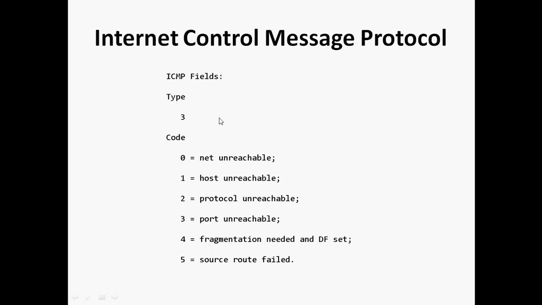So type 3 is destination unreachable, and in destination unreachable I have 16 codes. Right now I will show 5 codes. Code 0 indicates the entire network is unreachable, code 1 indicates a particular host is unreachable, and code 2 indicates protocol unreachable. Code 3 is used for port unreachable. Code 4 is used for fragmentation needed and DF set, and code 5 is used for source route failed.